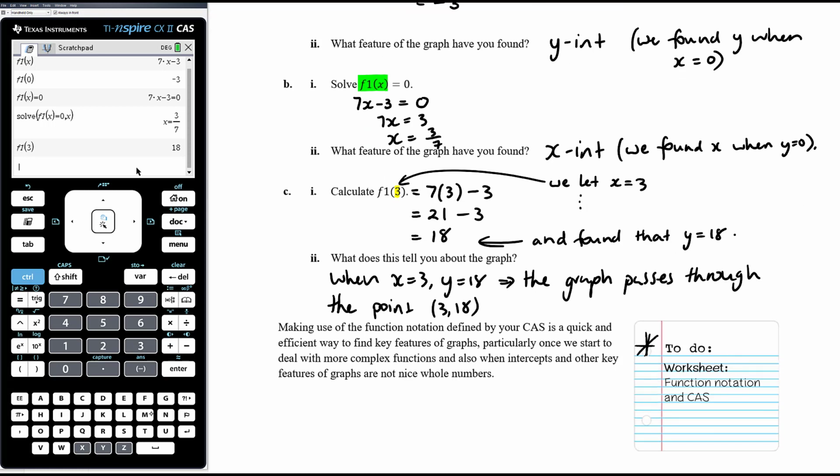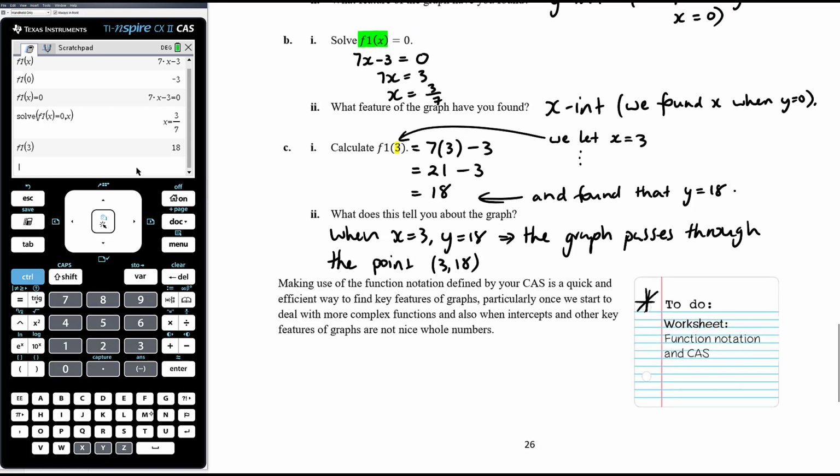Okay. So making use of the function notation defined by your CAS is a quick and efficient way to find key features of graphs, particularly once we get beyond linear graphs. Once we get into our parabolas and cubic graphs and lots of other graphs that we'll look at, particularly in semester 2, this is going to be a really important strategy for being able to work efficiently with our CAS.